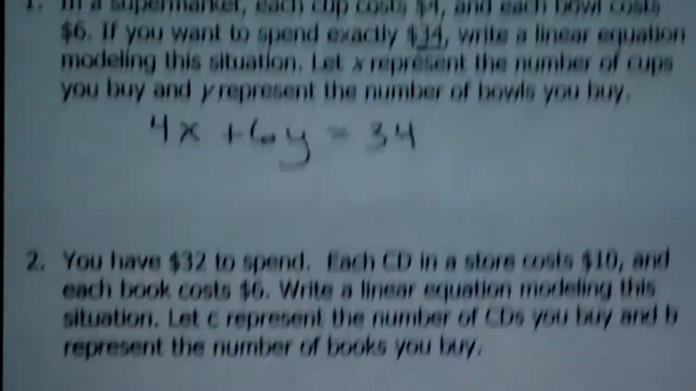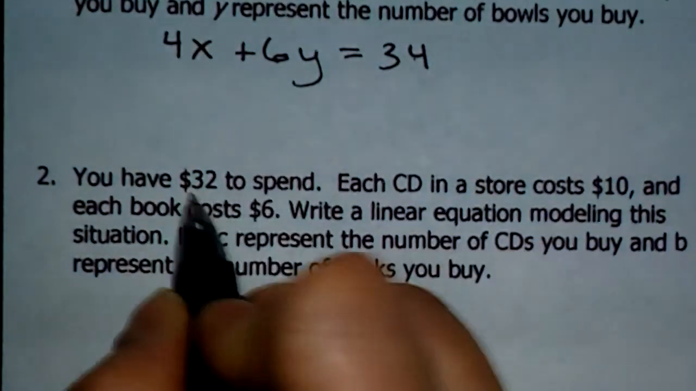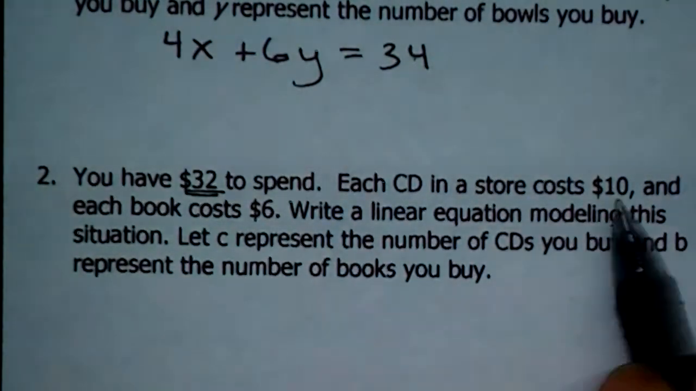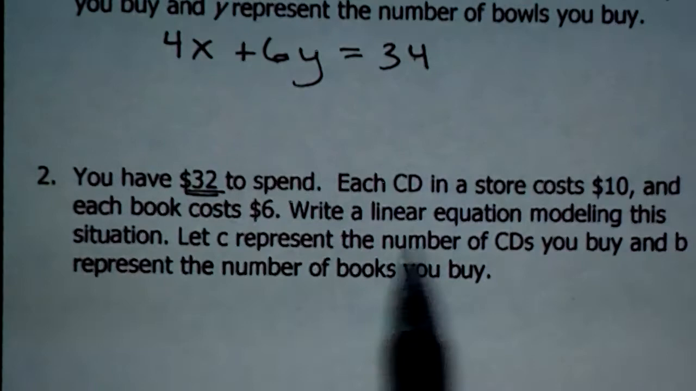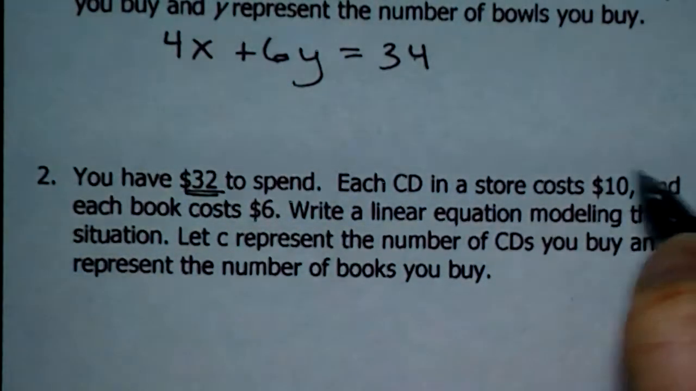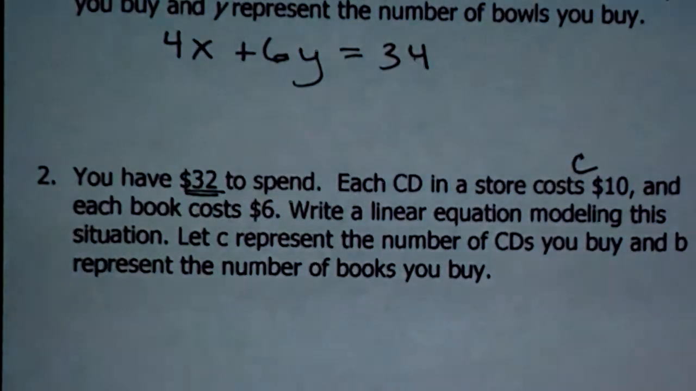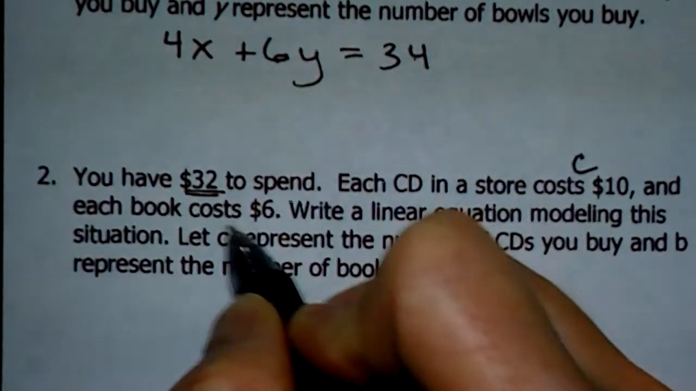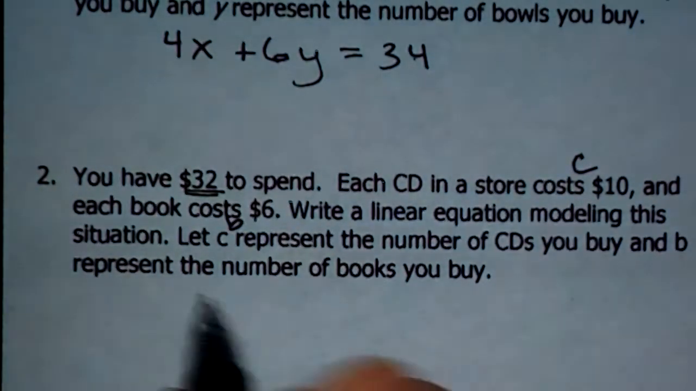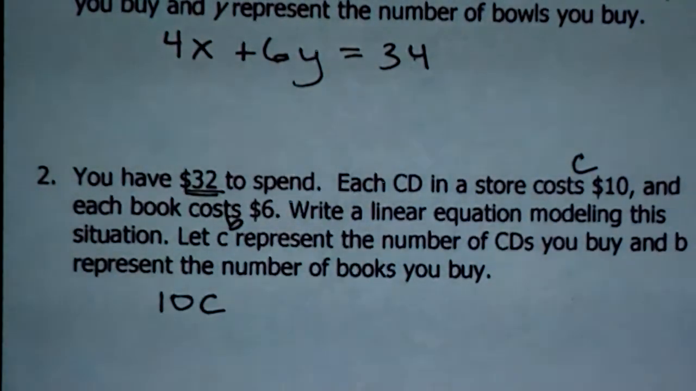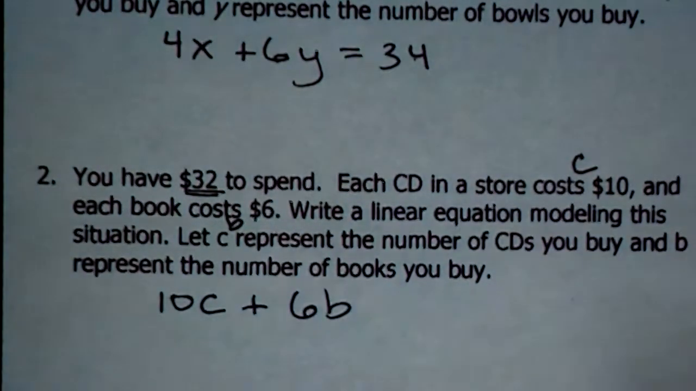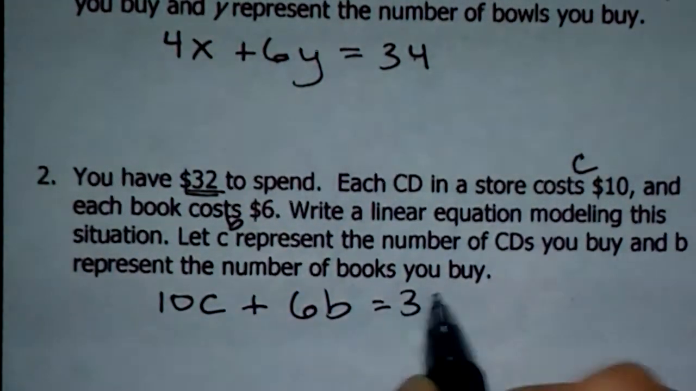Alright, let's try another one. You have $32 total to spend. Each CD in the store costs $10 and each book costs $6. Write a linear equation modeling the situation. Let C represent the number of CDs and let B represent the number of books. So, each CD is 10, right? So it's 10 times the number of CDs. Each book is 6, so it's 6 times the number of books. And you want that total to come out to be $32.